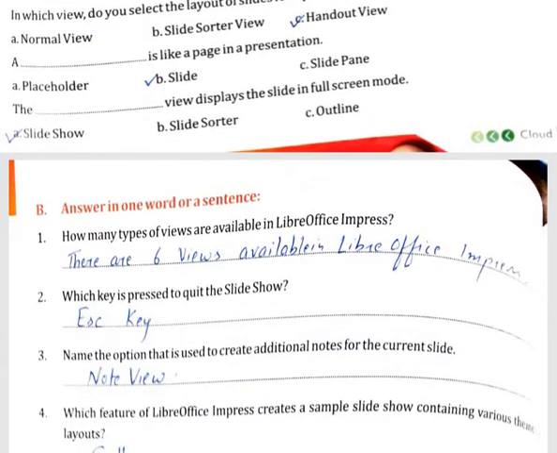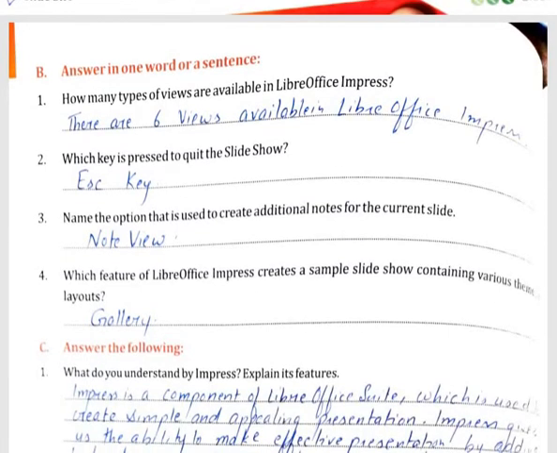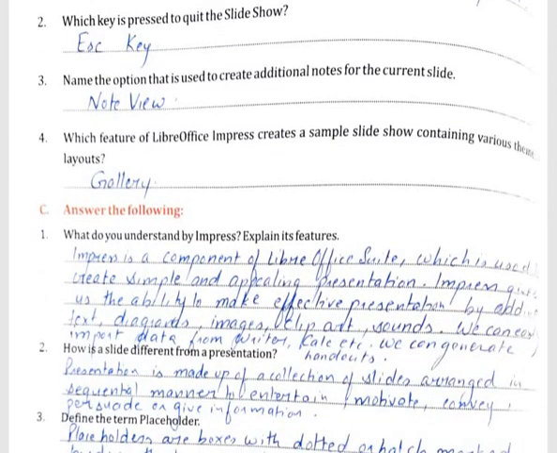Slideshow. How many types of views are available in LibreOffice Impress? There are 6 views available in LibreOffice Impress. Which key is pressed to quit the slideshow? Escape key. Name the option that is used to create additional notes for the current slide. Note view. Which feature of LibreOffice Impress creates a sample slideshow containing various theme layouts?